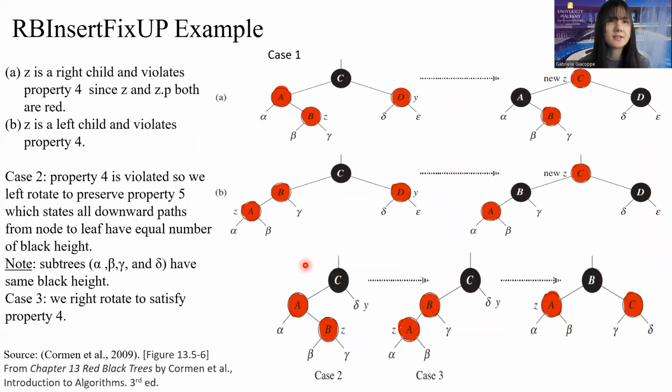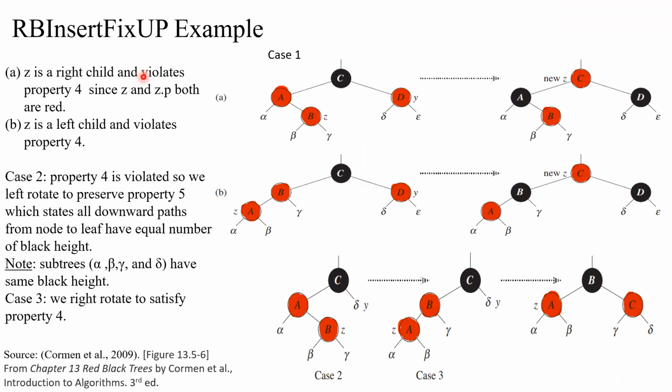So you will see this in case 1. We can go over it first in this example. We're trying to insert Z, and B is red, but so is its parent. This is violating property 4. We can't have them both red. So what we do is we recolor node A to be black, and our new Z is pointing to C, which is now red, and D is now black.